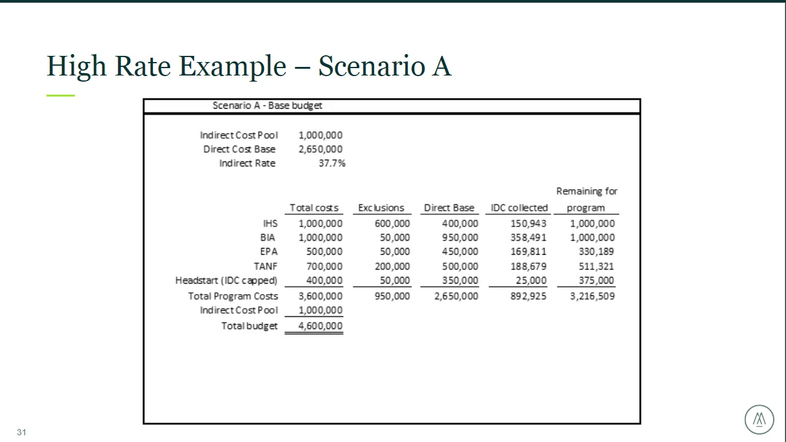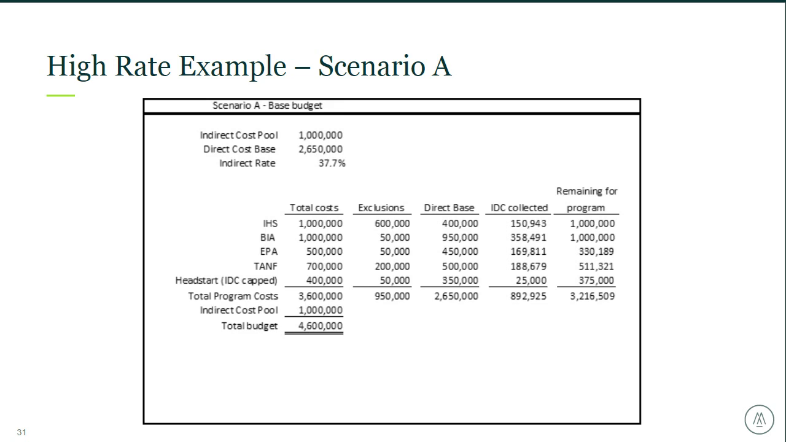So in the second column, it shows the exclusions. This is assuming you have a direct cost minus exclusions direct cost base. Your direct base is that third column. And then that indirect cost collected is your indirect cost recovery. And based on that formula I showed you earlier, if you multiply that $400,000 of IHS by 37.7%, you get the $150,943.